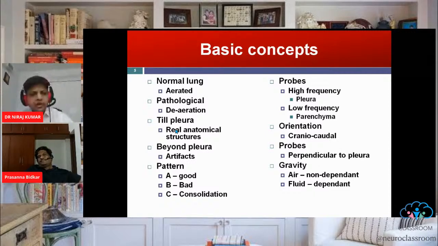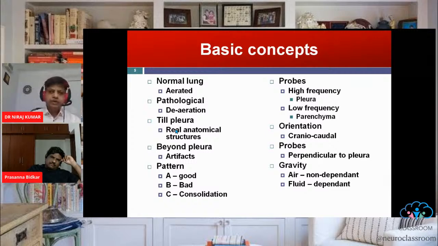And the second concept: there is a pleural line between the ribs, and it is a very, very hyperreflective surface for the ultrasound. So up to the pleura, all the ultrasound waves are reflected. Up to the pleura, you can see the real anatomical structures, and beyond the pleura, since ultrasound cannot penetrate as the alveoli are filled with air, various types of artifacts are present.